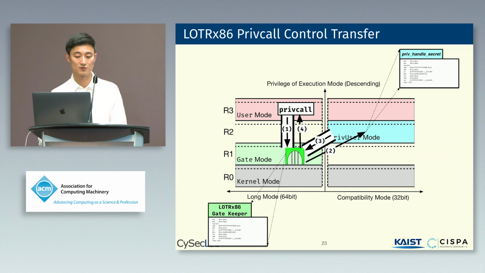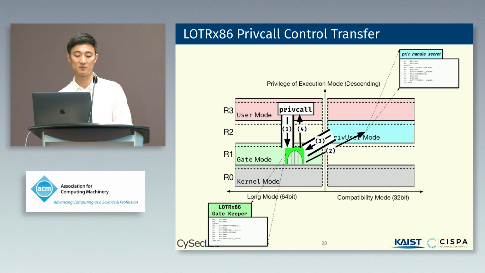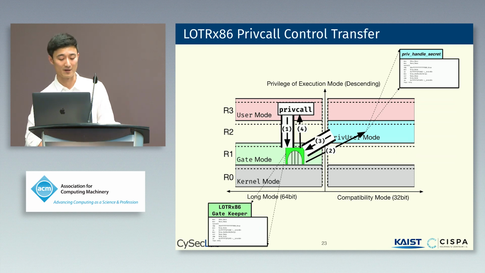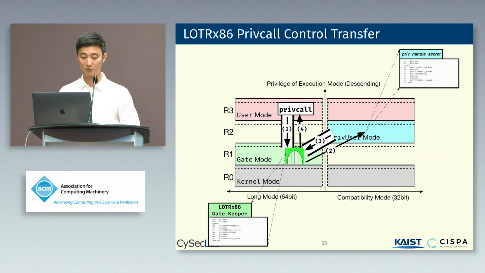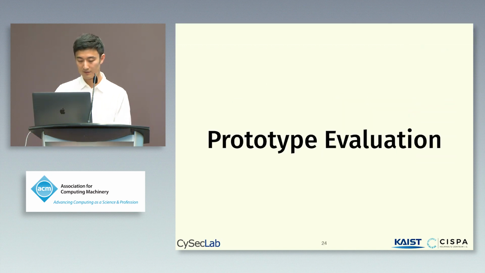So this is the final control transfer chain of our Privcall. So Privcall is launched from user space, which is a long call into a call gate. It first lands in our gate mode. Our gatekeeper at the gate mode performs a long return into PrivUser, and on the way back, PrivUser enters gate mode again through another call gate, and then the gate mode again transfers the context back to the initial call site of PrivUser.